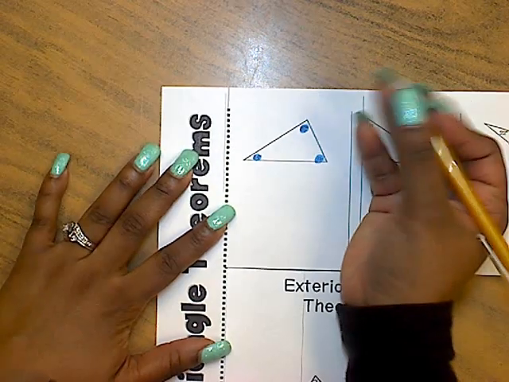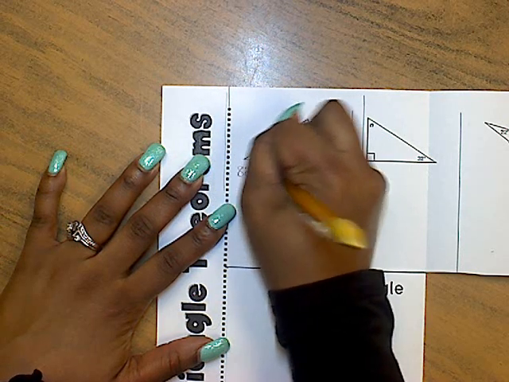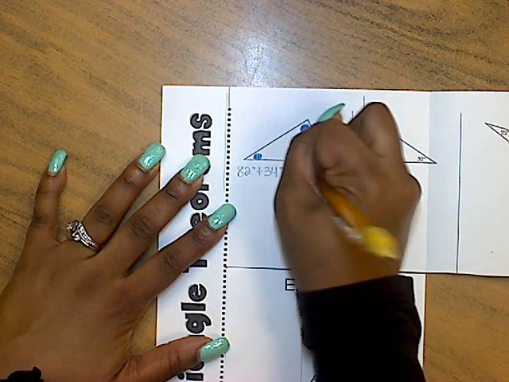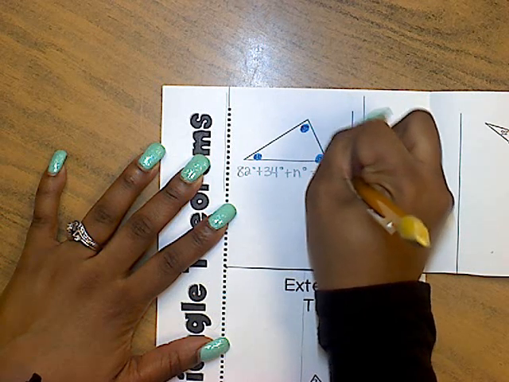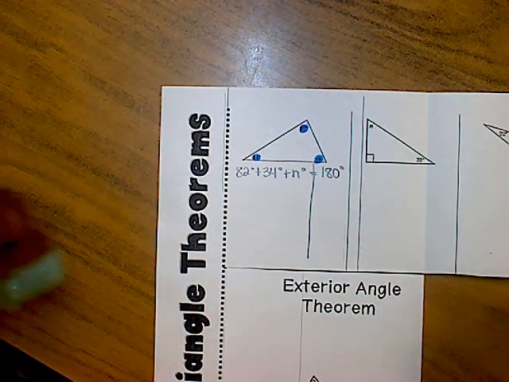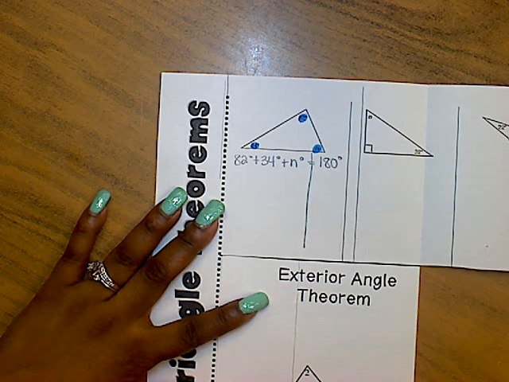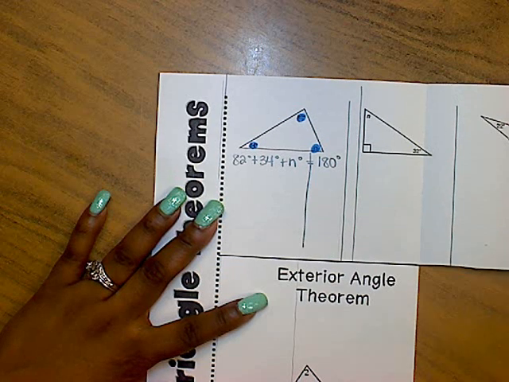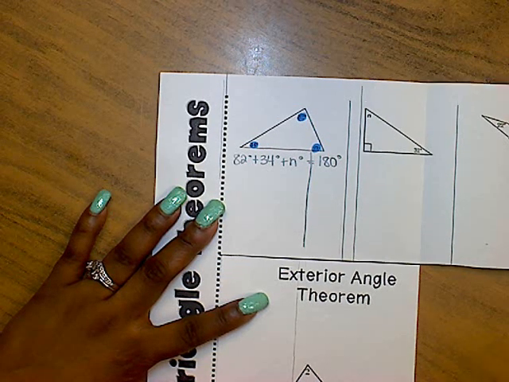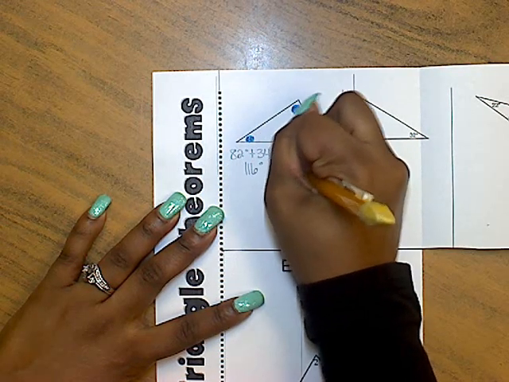So we have 82 degrees plus 34 degrees plus N degrees is going to equal 180 degrees. And now we're just going to use our solving equation skills to get this N by itself. So we have 82 plus 34. When we add that together, you're going to get 116 degrees. So we just combine those like terms.